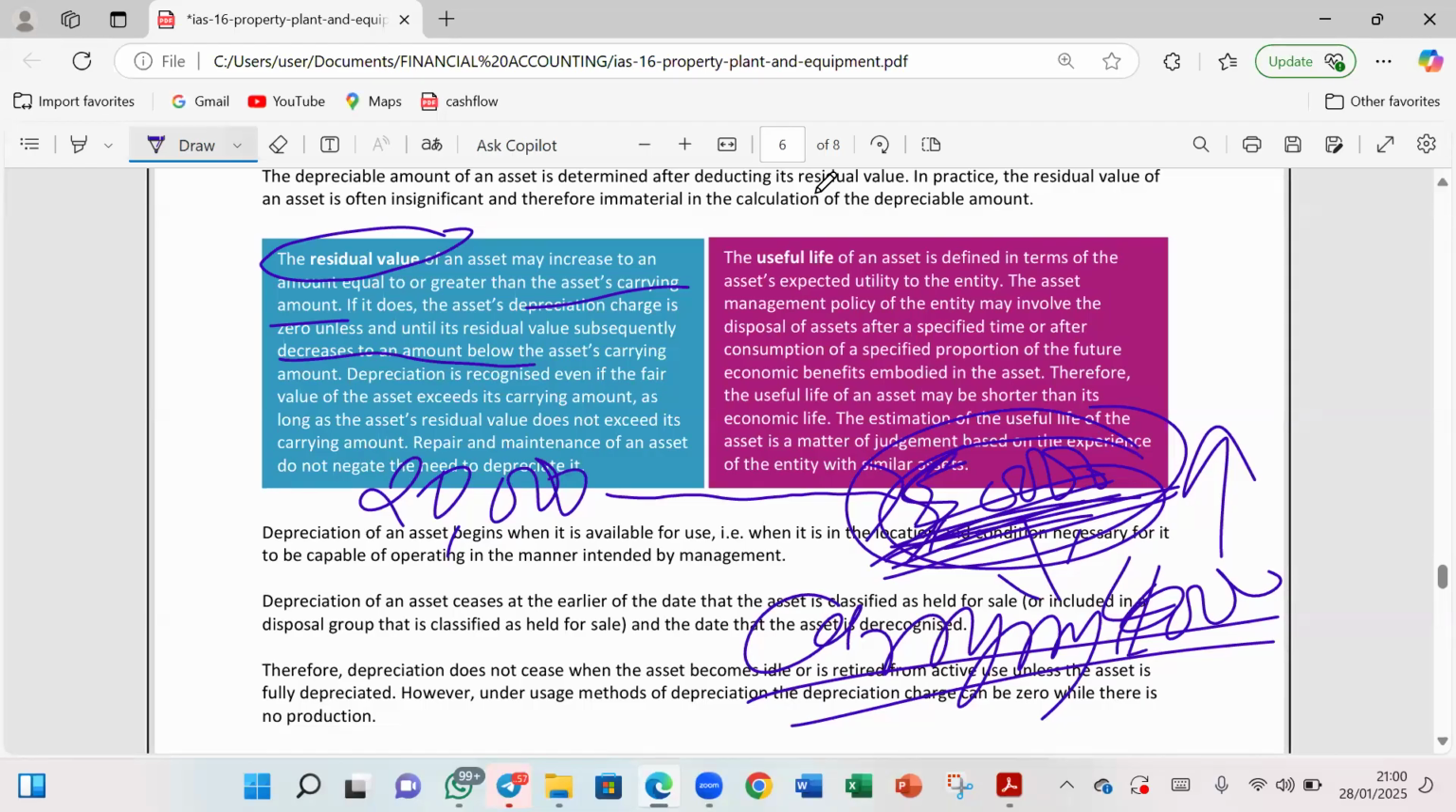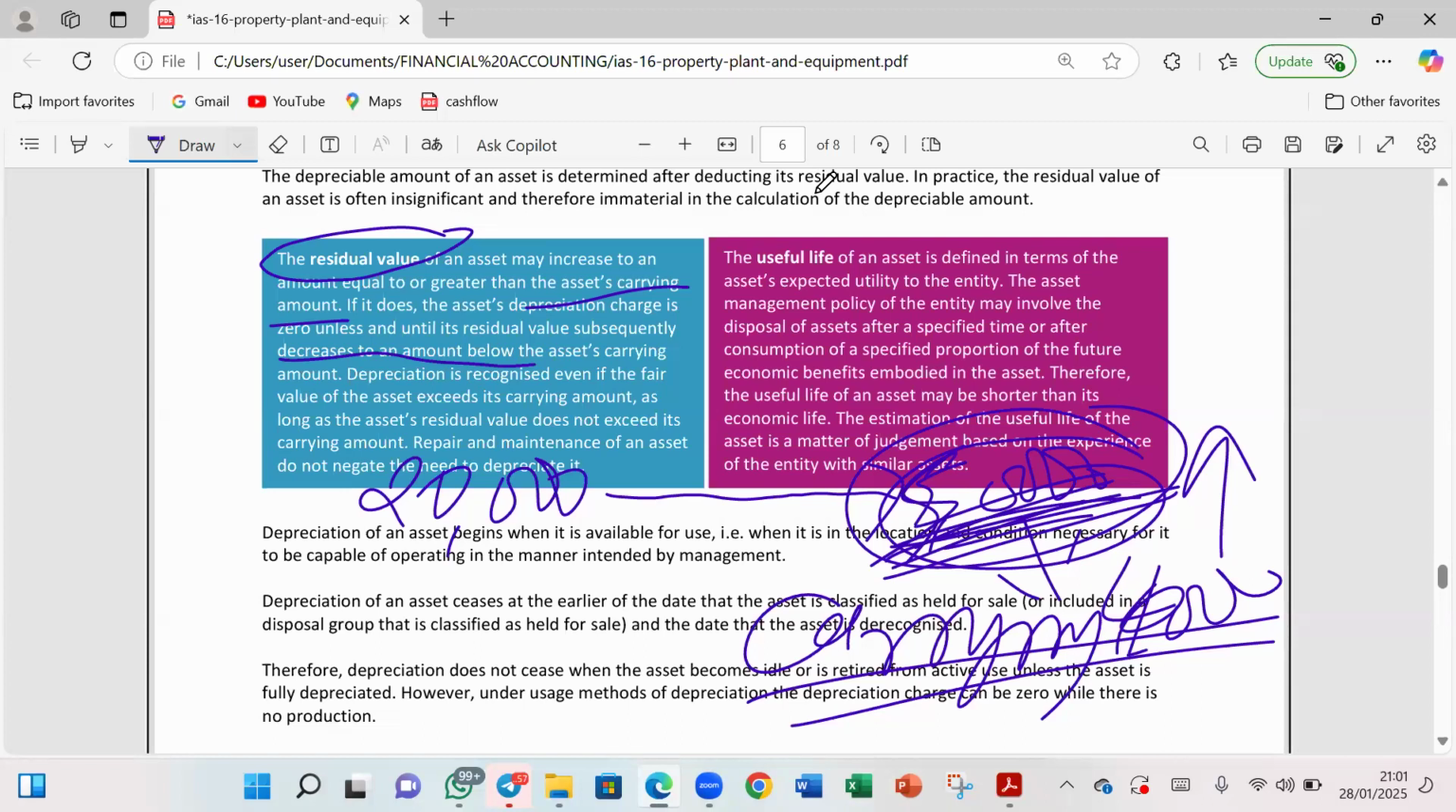So the residual value of an asset may increase to an amount equal to or greater than the carrying amount. Now, if the residual value is more than the carrying amount, the asset depreciation charge is 0. So if the residual amount is more than the carrying amount, the depreciation charge is 0.